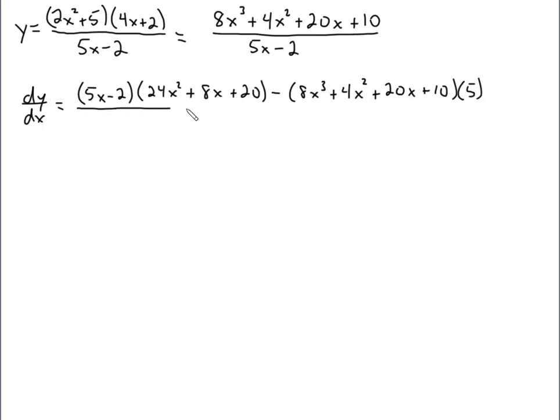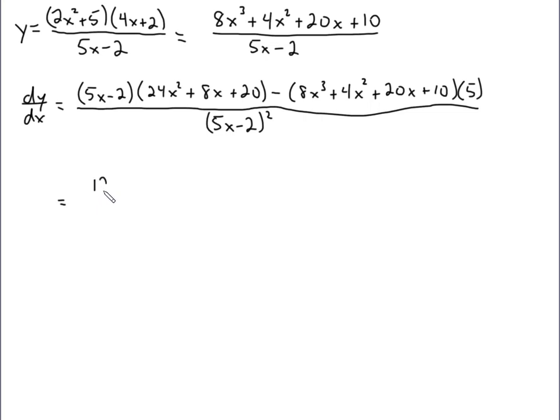So we got a whole bunch of stuff in the numerator there, and then we divide this by the denominator squared. We got to simplify that numerator. Well, especially this part will be a bit of work. So we'll take the 5x multiplied by all three things. So that's going to be 5 times 24.